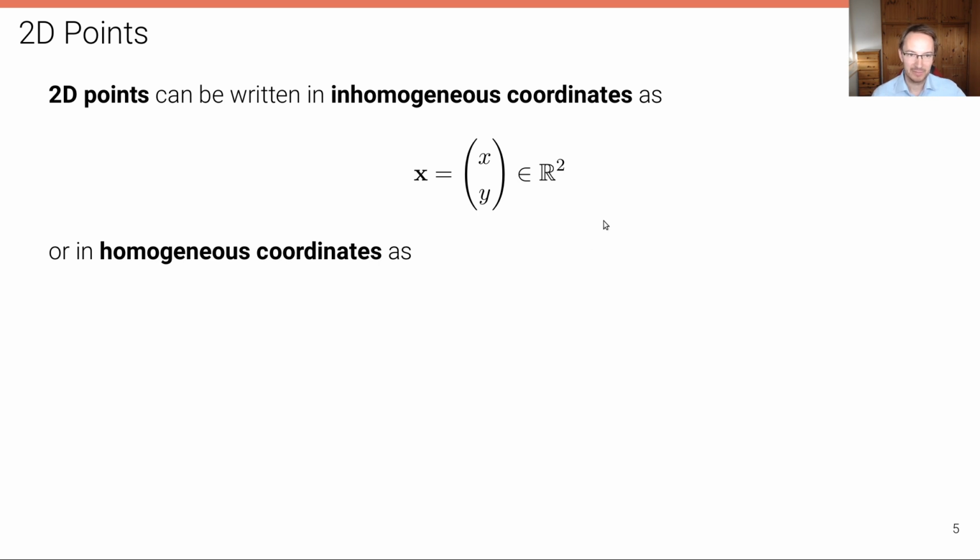2D points can be written in conventional or so-called inhomogeneous coordinates as a 2-vector where we have 2 real-valued scalar numbers that describe the 2 coordinates, for instance, the 2 coordinates in the image domain. Now what we're going to introduce is an equivalent representation in so-called homogeneous coordinates. That's why we call these inhomogeneous, to contrast to homogeneous coordinates.